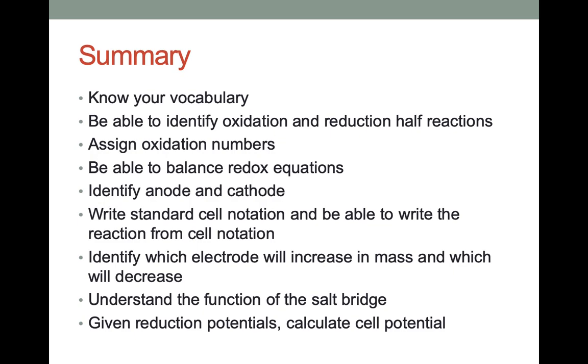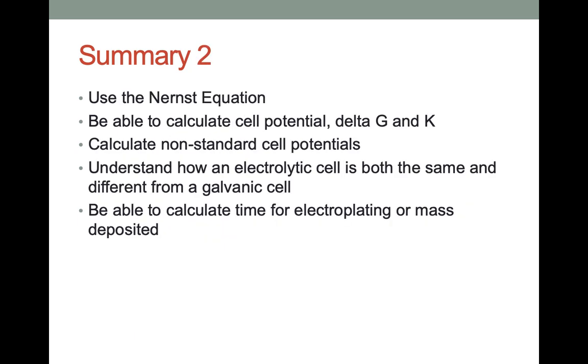Given a table of reduction potentials, you should be able to calculate the cell potential of a galvanic cell. You should be able to use the Nernst equation, and I gave you that triangle. I think that would be a good thing to have on my review sheet, because I will be asking you to calculate cell potential, delta G, and K from something else. You should be able to calculate non-standard cell potential, so if the molarity is greater or less than 1 molar, you should be able to calculate that.